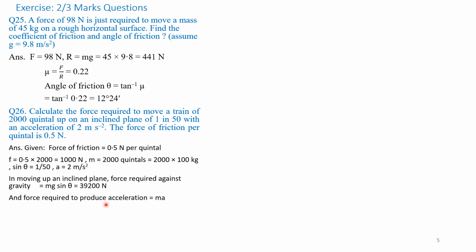Then the force required to produce an acceleration is given by m into a. Therefore, that is equal to m, we have found 2000 into 100 kg, into a, which is 2. Therefore, that is 400,000 newtons. Therefore, total force required is force due to friction 1000 plus force against the gravity 39,200 plus force to produce acceleration 400,000 newtons. That is equal to 440,200 newtons.